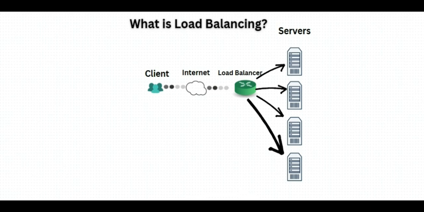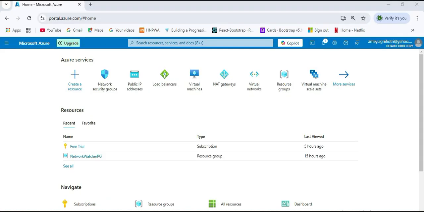So let's quickly dive into the Azure portal and get started with the demonstration. Now let's create two virtual machines, and then we'll set up a load balancer to access these two virtual machines, and then we'll see how it works. I have just logged into my Azure account. I'm using the free subscription. Once you log into your Azure account, it will show you this dashboard.